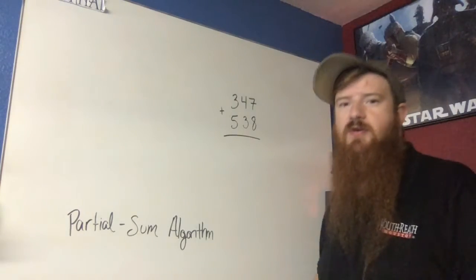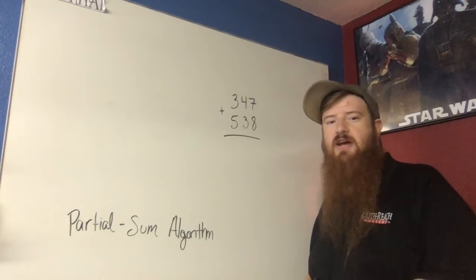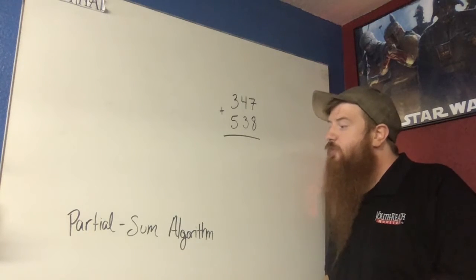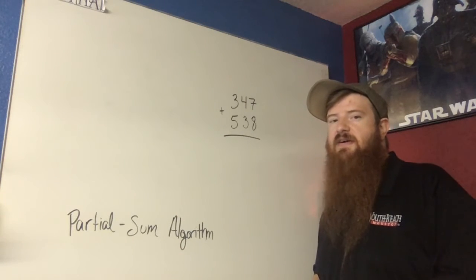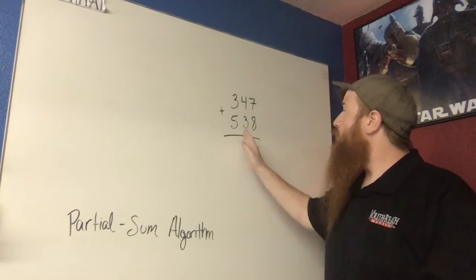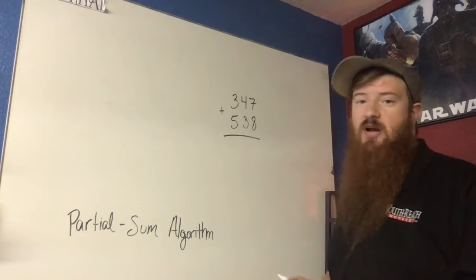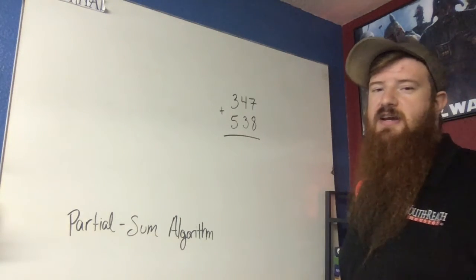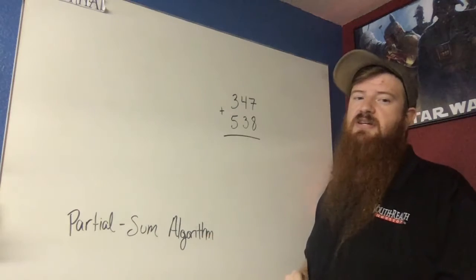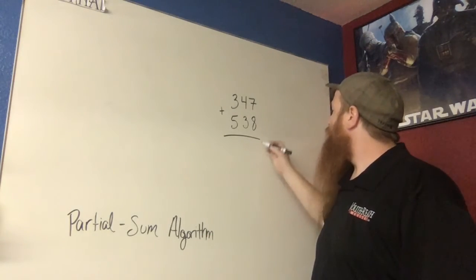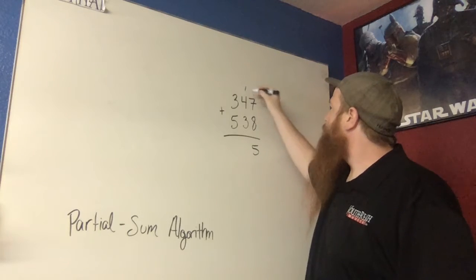All right, guys, here we go with another addition algorithm. This is called the partial sum algorithm, and this might help some students, again, that are having difficulties carrying over from one place to another. So we're going to go ahead and solve this problem using the traditional method, and then we'll talk about the partial sum algorithm. So we have 7 plus 8, that gives us 15.